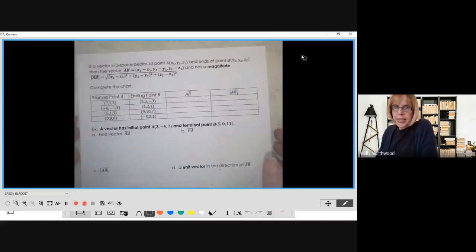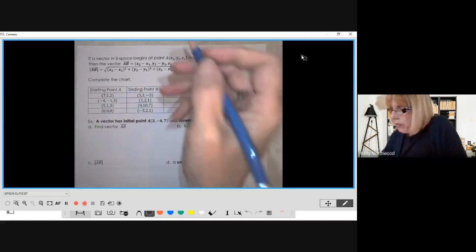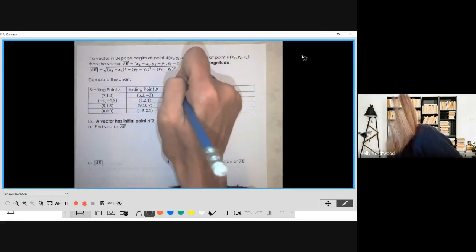All right, so if a vector in 3 space begins not at 0, 0, but at any other point and ends at a different one, then you can get an algebraic vector the same way you could in 2 space by just subtracting, in this case, b minus a, corresponding x coordinates, y coordinates, and z coordinates. So we'll fill this chart out here. If we want vector AB, remember vector AB is b minus a.